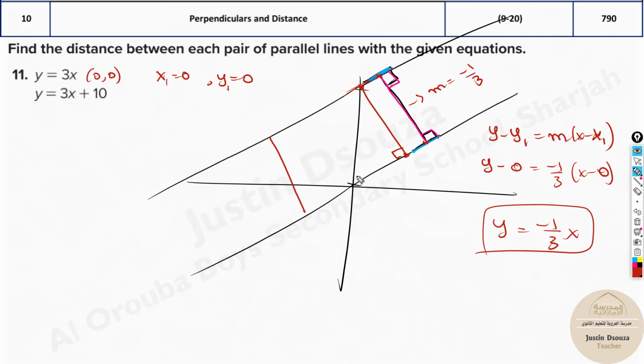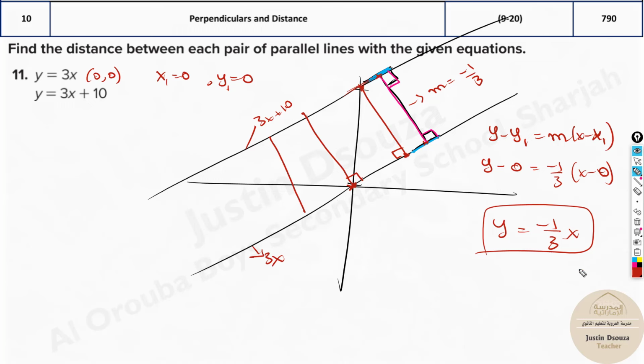So now I realize the figure I've drawn is not accurate. The perpendicular line touches this equation, 3x, right? So it should be this line, see, like this. Why? Because 0, 0 is this point, guys. This intersection point I know for this equation, see? This is 3x. Now this is 3x plus 10. If it was this point, also you can do it, but better to take the first equation itself.